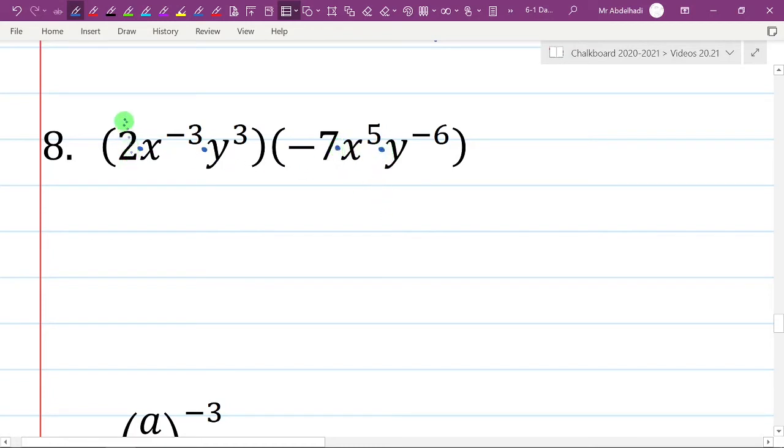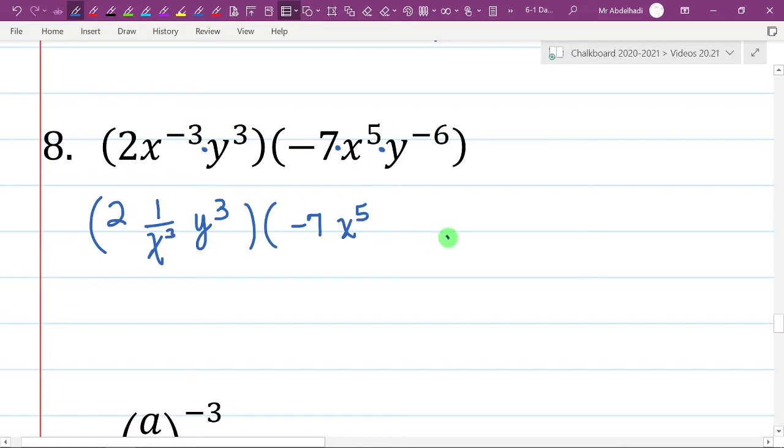And now ask yourself, for each one of these, does it get flipped? So, is this a 2 to the negative 1? No. So don't flip the 2. It's fine. The x to the third does get flipped because it's x to the negative third. So this becomes 1 over x to the third. The y to the third is not a negative power, so y to the third. And now here, the 7, does it have a negative power on it? No. So leave the 7 alone, negative 7. X to the fifth, also a positive power, so leave it alone, no flipping there. But y to the negative 6 is the same as 1 over y to the 6, like that.